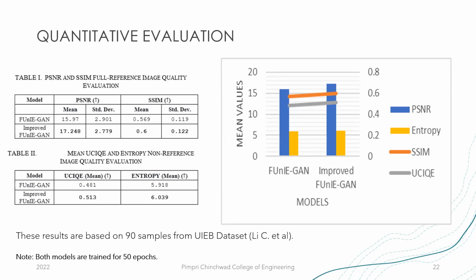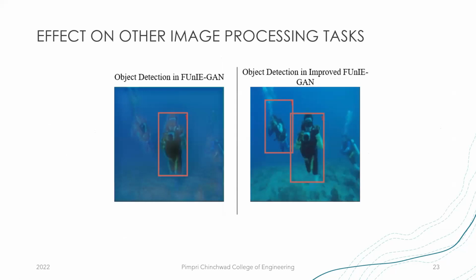So we see that in both the evaluation metrics, we have seen a slight improvement with a limited number of iterations here. So we hope that with more iterations, this would improve.